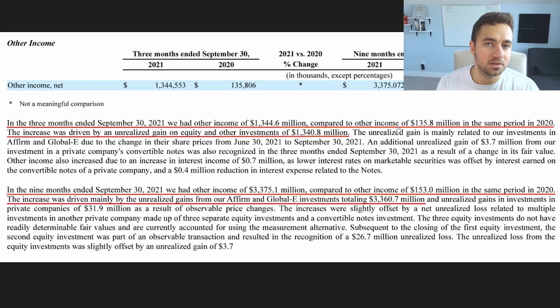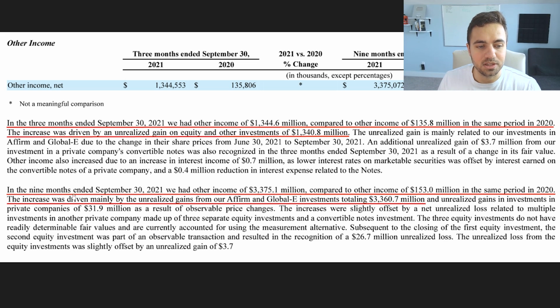This is why I do not like to use net income a lot of the time, because again, Shopify's entire net income or earnings was just an unrealized gain on an investment, which would cause the company's price to earnings ratio to look a lot lower and potentially make the stock look artificially cheap.